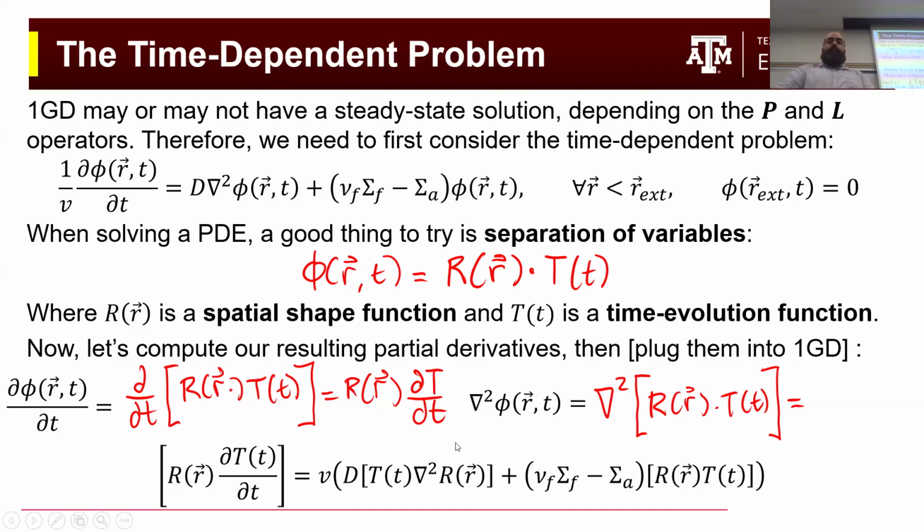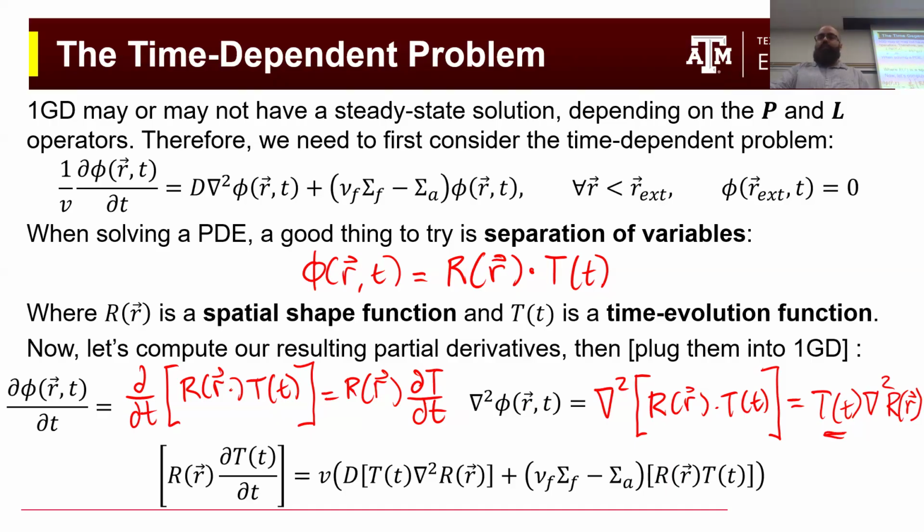So just like here, where we pulled out the shape function, here we can pull out the time evolution function, because the Laplacian doesn't act on any variables that depend on time. So this is equivalent to pulling the time evolution function out, and we've still got the Laplacian of that spatial shape function.